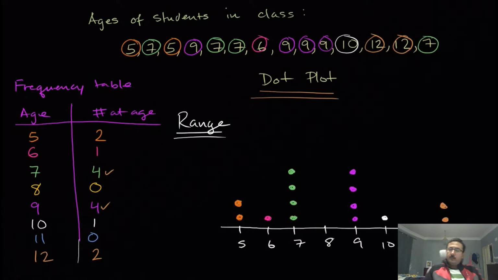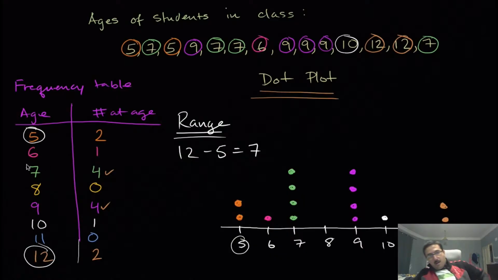Well, the maximum age here, we see it from the dot plot, is 12. And the minimum age here, you see, is 5. So there's a range of 7. The difference between the maximum and the minimum is 7. But you could have also done that over here. You could say, hey, the maximum age here is 12, minimum age here is 5, and so subtract 5 from 12. You find the difference between 12 and 5, which is 7.